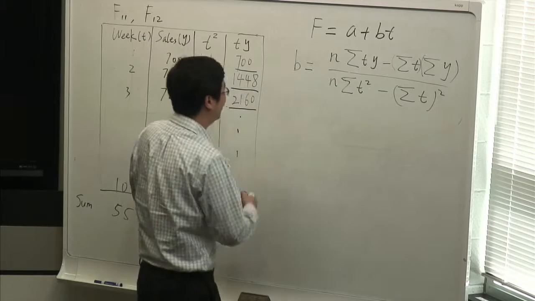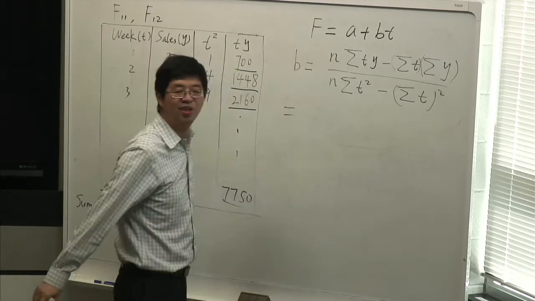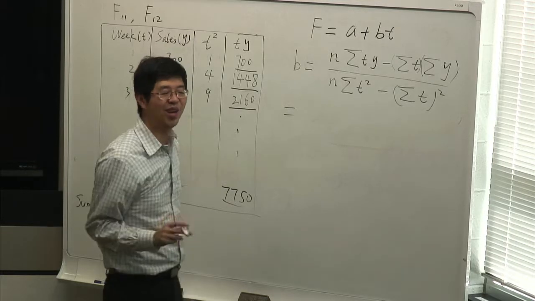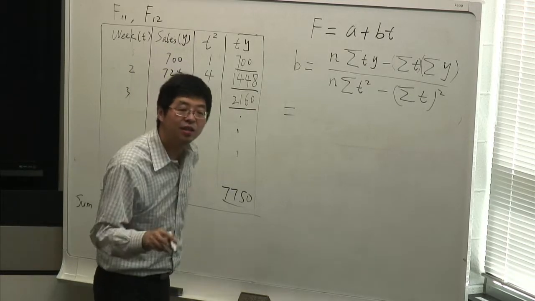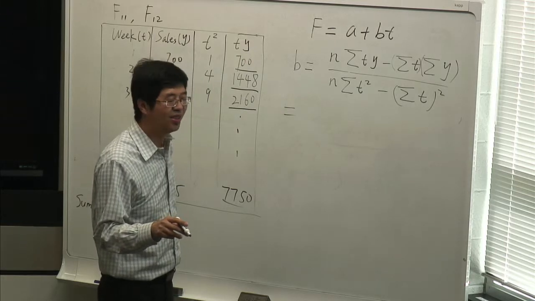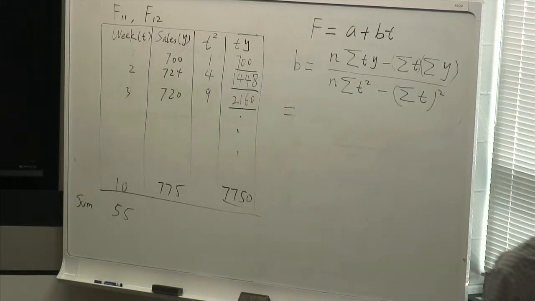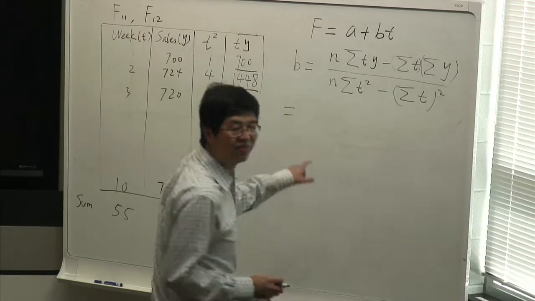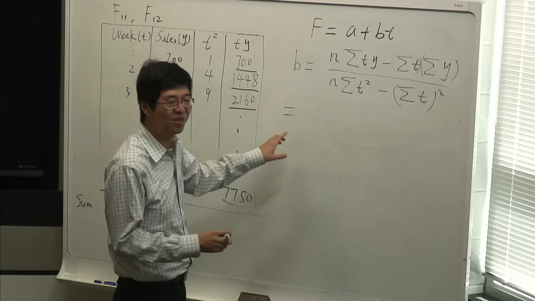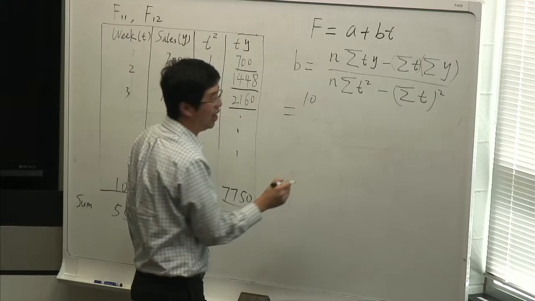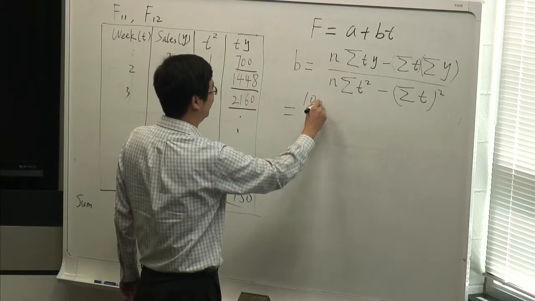I see many students have finished that. Who wants to share your calculation detail with us? Anybody? I see many of you have finished. Okay, great. What's your name? Dante. Could you tell us how to do that? I plugged in 10 for n. Okay, great. Summation t times y: 41,358.